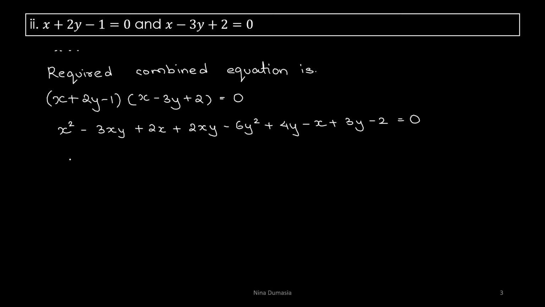Okay, so therefore we get that x square, then for xy we have minus 3xy plus 2xy, so just one minus xy is left. Then for y square we have minus 6y square, for x we have 2x minus x, so that is plus x, for y we have 7y minus 2 is equal to 0. Okay, and this is the answer. Let us now look at the next question.